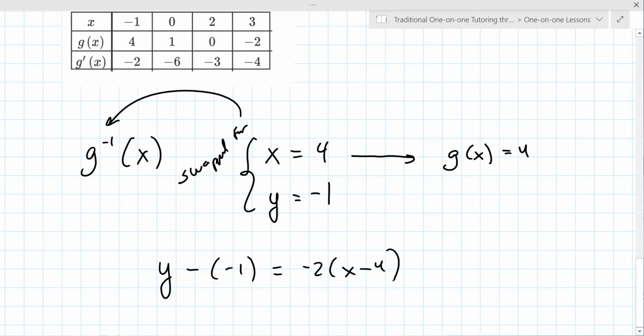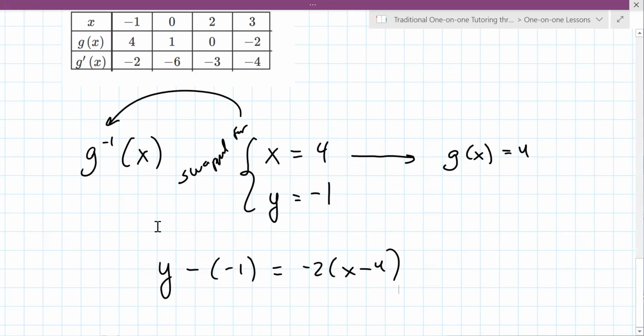Got it. Okay, that makes a lot more sense. Yes. So that's the key thing. We had that in your textbook problem also. You have to find that output point.